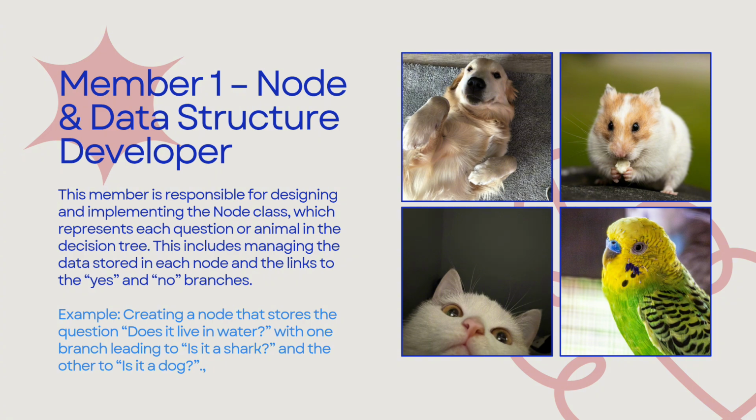Hello, I'm Chelsea. I'm part of Group 2, and I'm responsible for designing and implementing the node class, which represents each question or animal in the decision tree. It also includes managing the data stored in each node and the links to the yes and no branches. For example, creating a node class that stores the question, does it live in water? Where one branch leads to is it a shark and the other to is it a dog?